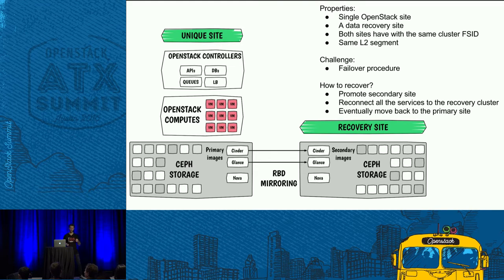What you will have to do is promote the second site, which effectively means setting all the images on the second site as primary. Then they will be able to receive IOs, so perform IO operations, reads and writes and so on. Then you will have to reconfigure and reconnect all the OpenStack services that were once connected to the initial cluster.